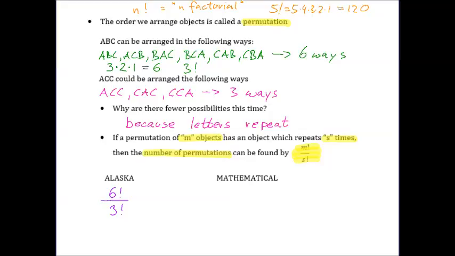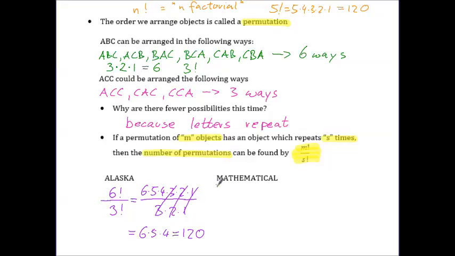So how many possibilities would that give us? We would have 6 times 5 times 4 times 3 times 2 times 1 divided by 3 times 2 times 1. That means we can cancel these out, and we have then 6 times 5 times 4. 6 times 5 is 30, times 4 is 120 possibilities. 120 permutations. Let's try this out right away with another example.